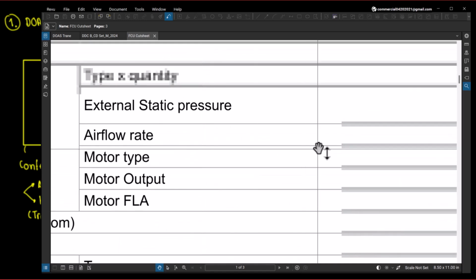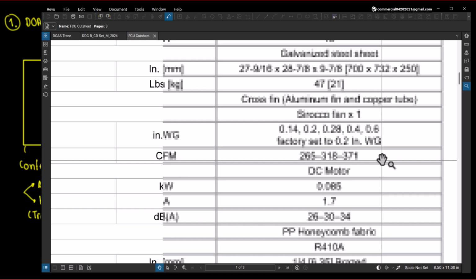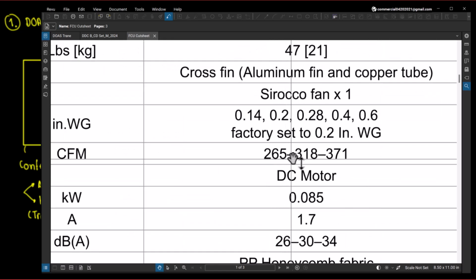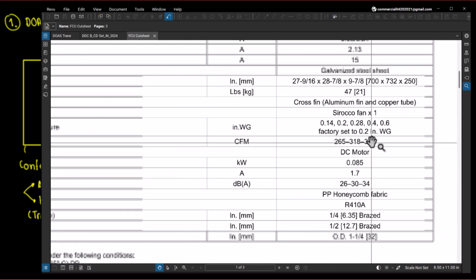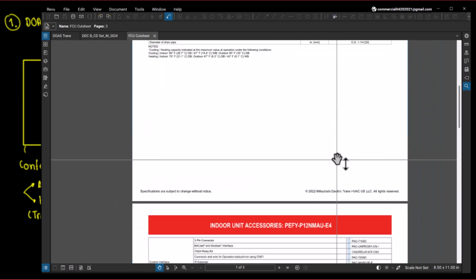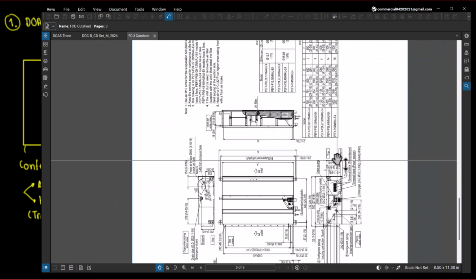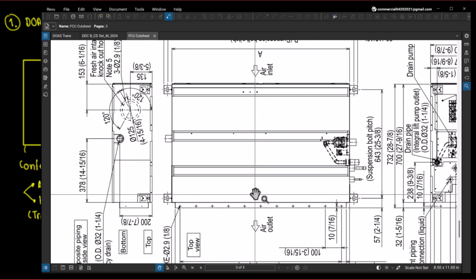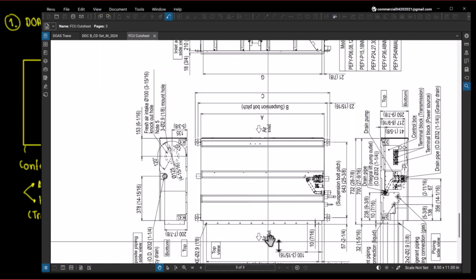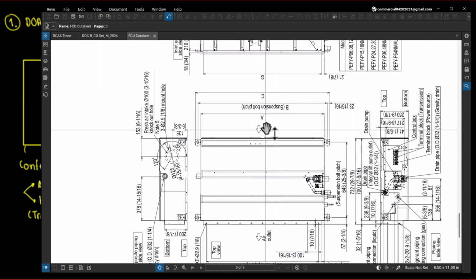For airflow rate, we have 3 speeds: 265, 318, and 371 CFM. I'm going to take the high speed, so I'm going to make it 370 CFM. All right. Then you have more information in here for coordination with the vendors and the architects, for clearances. You have schematics in here: how the FCU air inlet and air outlet are arranged.